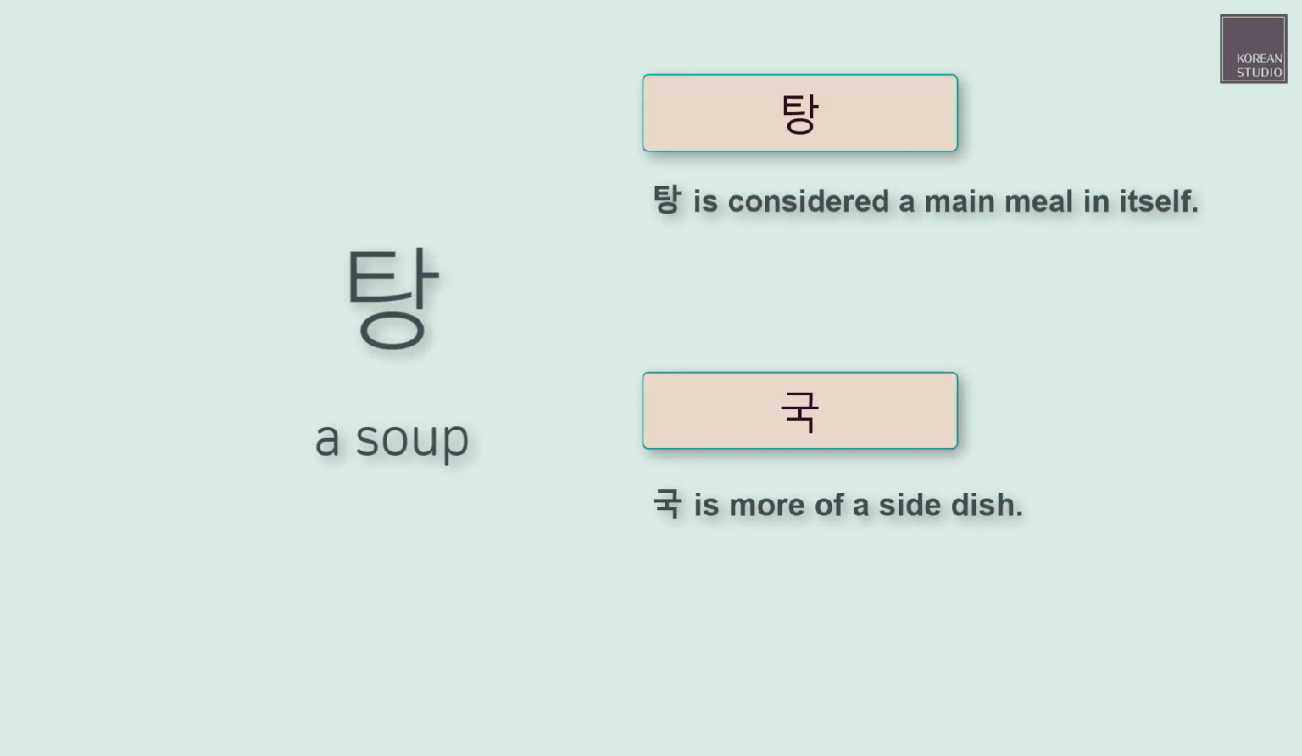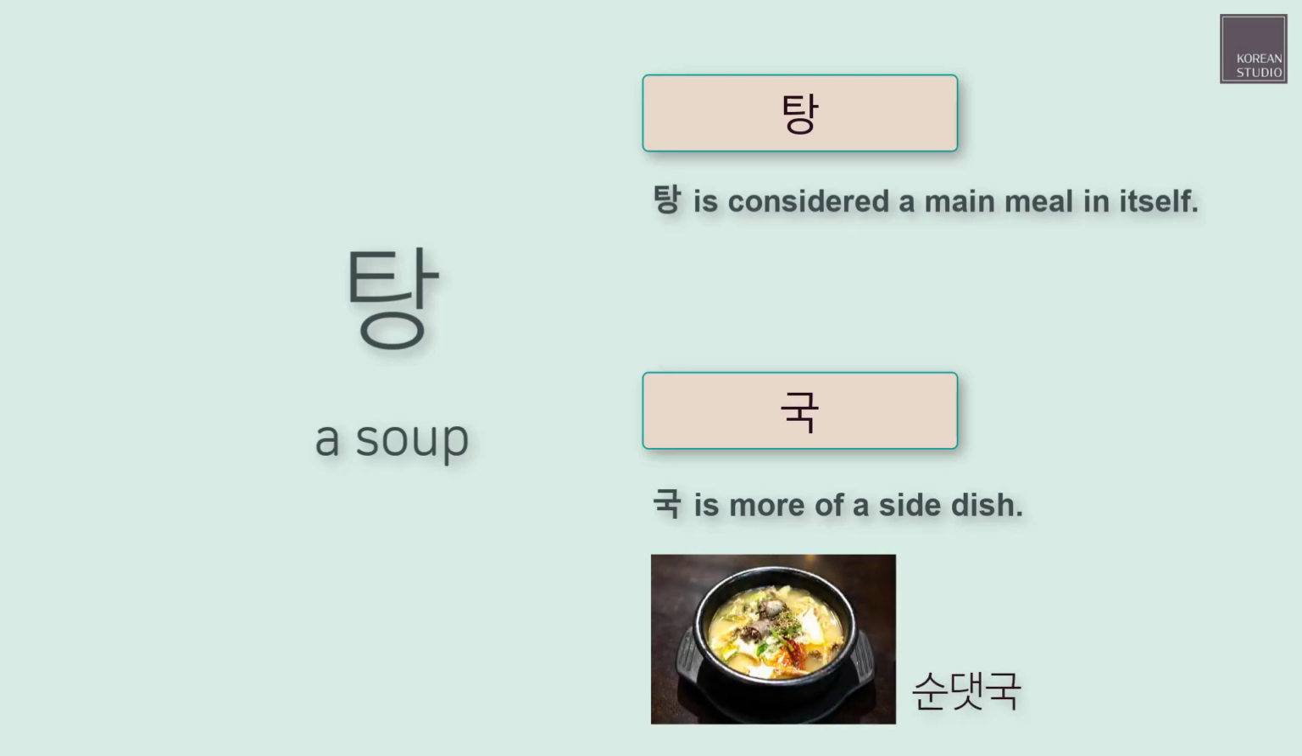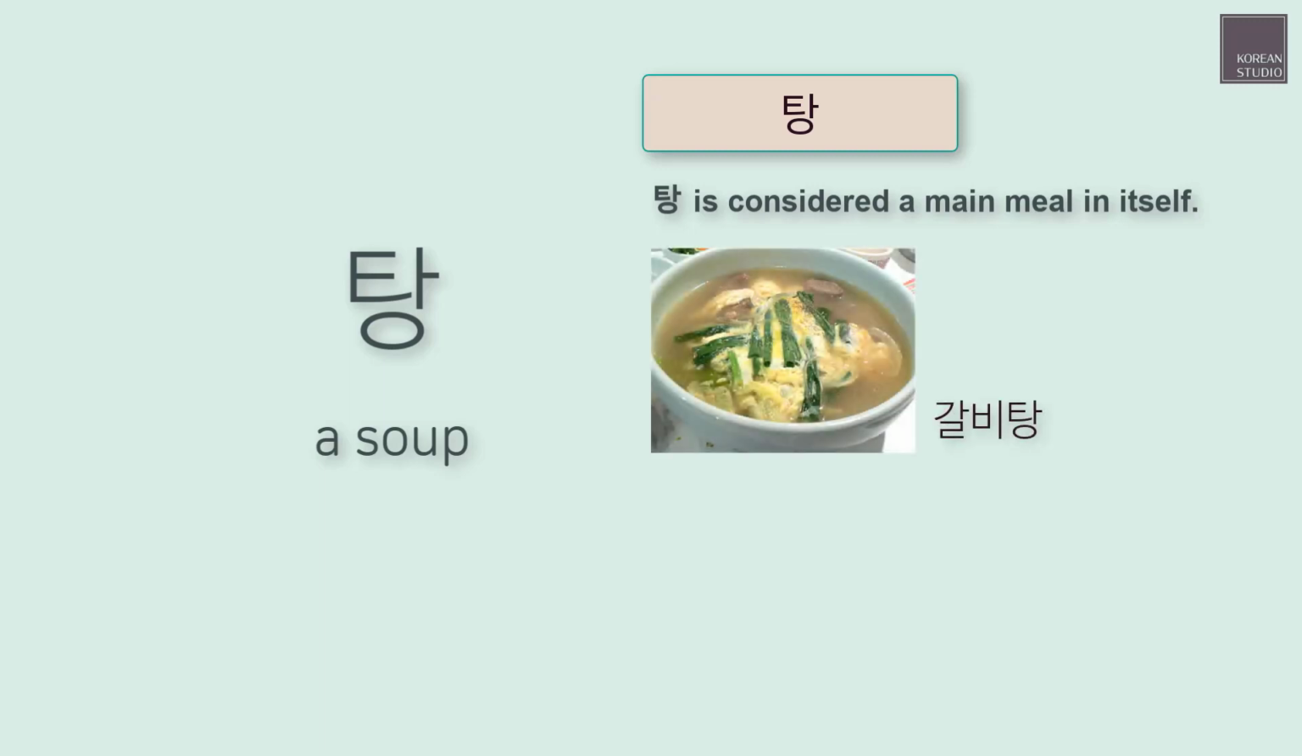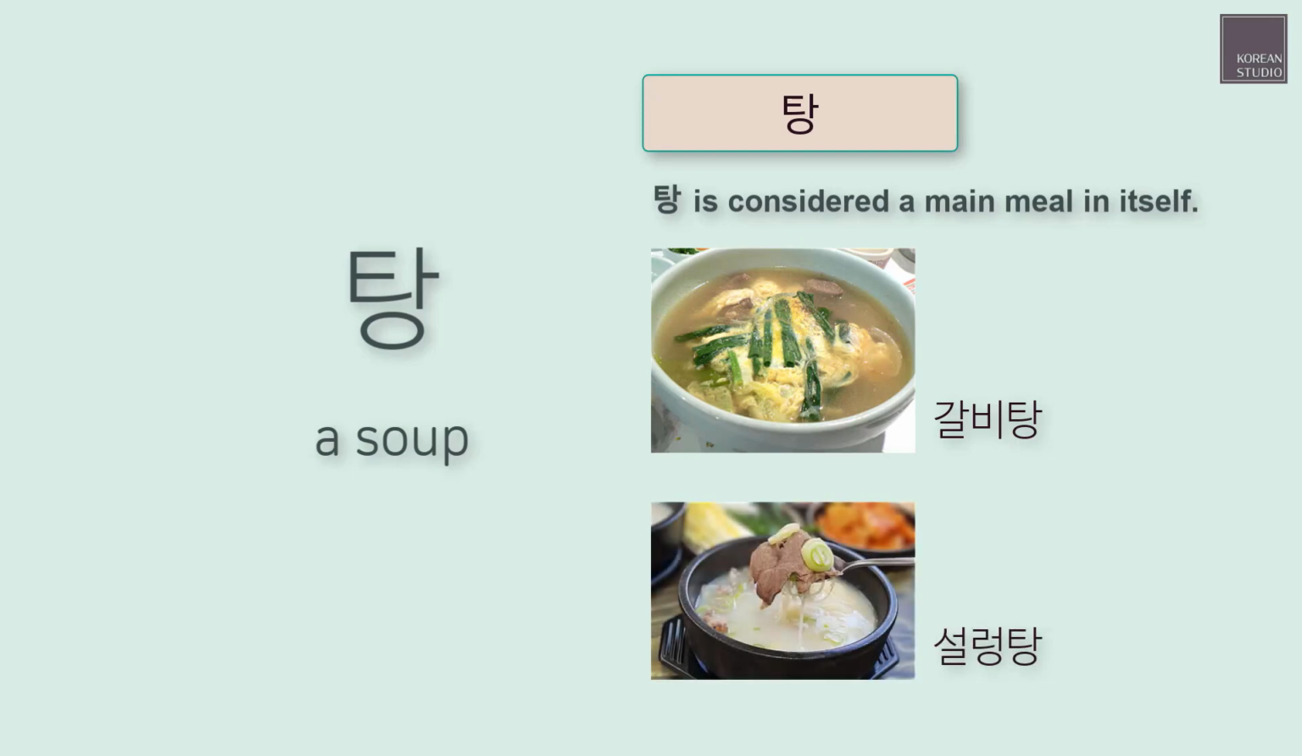Now, the main difference between 국 and 탕 is that 탕 is generally considered a main meal in itself. So in many restaurants, you can order 탕 as a meal and you get a bowl of rice with the 탕. However, 국 is more of a side dish, so generally it's not as common for people to order 국 as a main meal in restaurants. Though there are always exceptions, such as 순댓국, which is considered a main meal on its own. Some common types of 탕 are 갈비탕, a beef rib soup, and 설렁탕, stew meat-based soup.